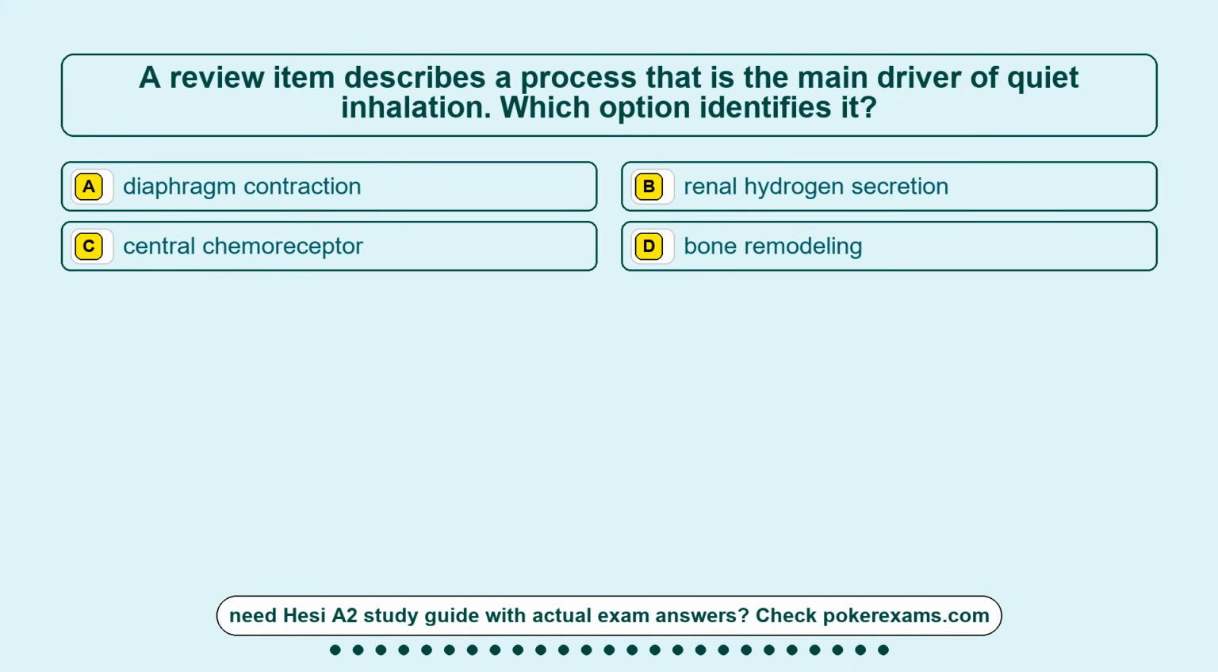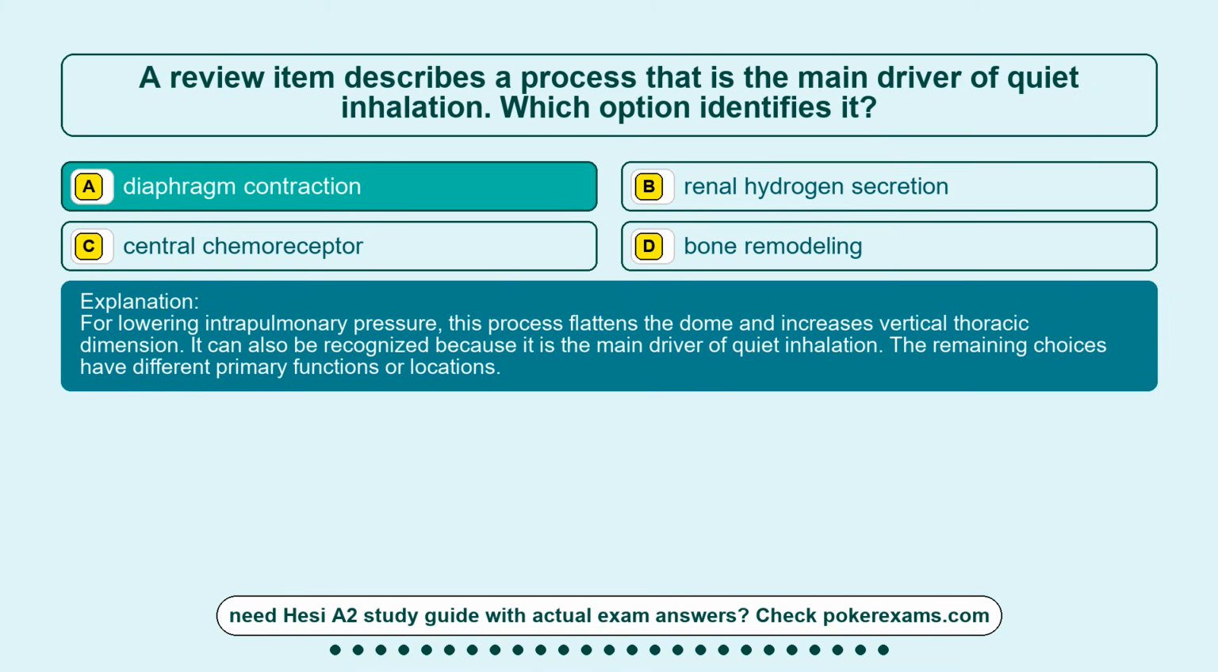Question 4. A review item describes a process that is the main driver of quiet inhalation. Which option identifies it? Option A, diaphragm contraction. Option B, renal hydrogen secretion. Option C, central chemoreceptor. Option D, bone remodeling. The correct answer is option A, diaphragm contraction.